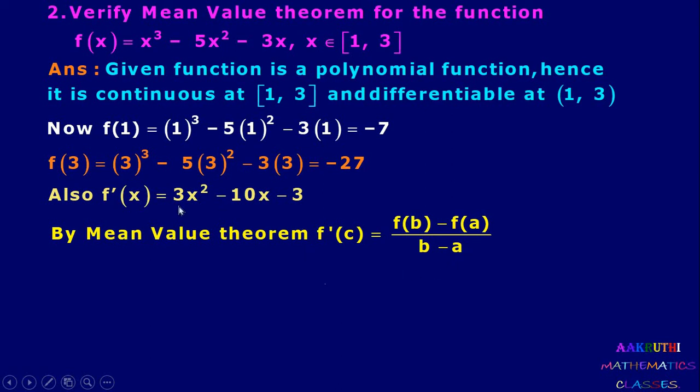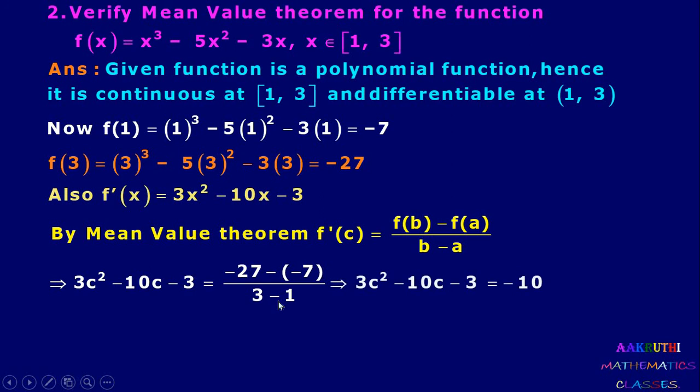Now f dash x is 3x square minus 10x minus 3, so therefore f dash c is 3c square minus 10c minus 3, and f of b is minus 27 minus f of a is minus 7, we get minus 27 minus of minus 7 divided by 3 minus 1. So here b value is 3, a value is 1. So we get 3 minus 1. Now minus 27 minus of minus is plus 7. Minus 27 plus 7 is minus 20. Minus 20 by 2 is minus 10. So we get 3c square minus 10c minus 3 equal to minus 10.